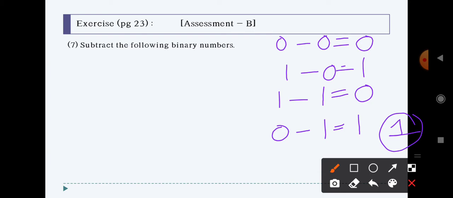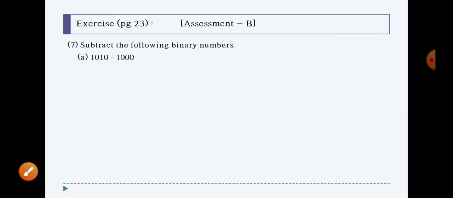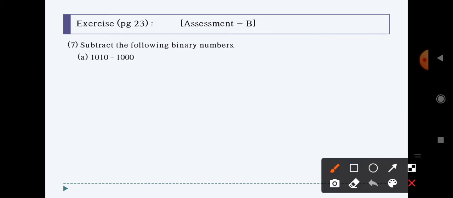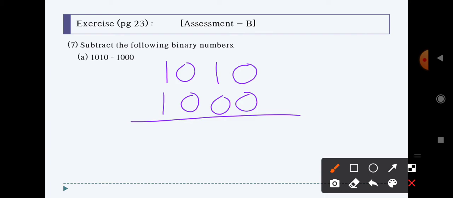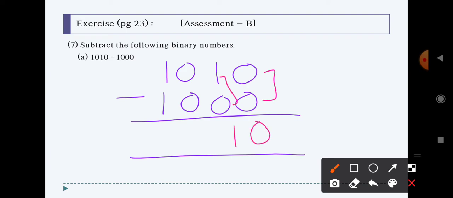Now see the questions we have. The first question is 1010, and you have to subtract 1000 from it. This is a very simple portion. Now do it out. See, 0 minus 0 is going to give you 0, 1 minus 0 we have this 1 with us, then 0 minus 0 will be 0, and 1 minus 1 will be 0. So this is the answer for the first one. It is a very simple one, so you just copy it out.